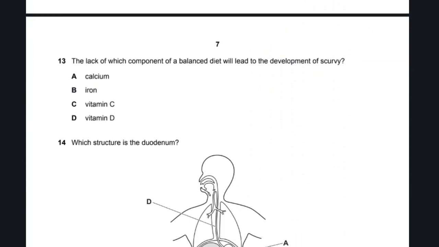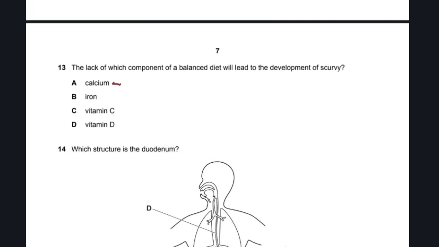The lack of which component of balanced diet leads to the development of scurvy? Calcium. If there is a lack of calcium, then the disease name is rickets. If there is a lack of iron, then the disease name is anemia. If there is a deficiency of vitamin C, the disease name is scurvy.